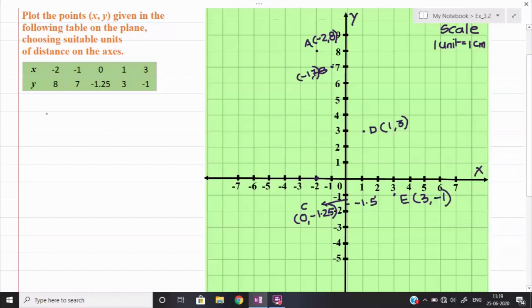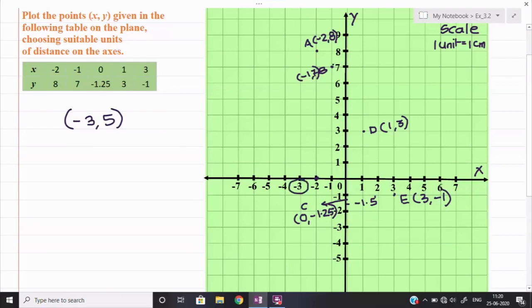For example, suppose I want to mark, I will show you some more samples. Suppose I want to mark -3 comma 5. Okay, this point I have to mark here. So see, -3 is the x coordinate. So search where is -3 on the x-axis. On the x-axis, -3 is here, right? You see the circle I have made, -3.